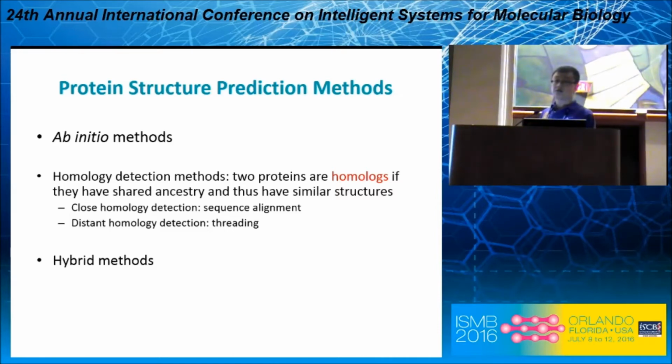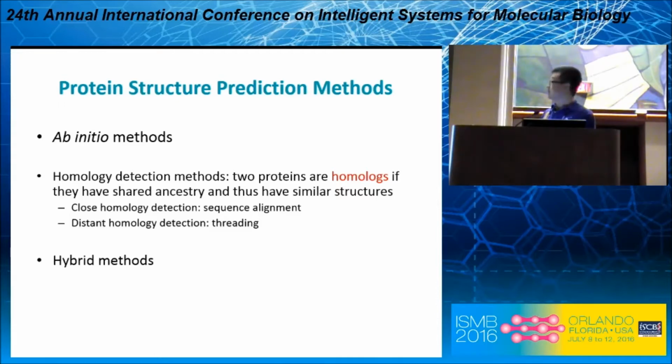The first one is physics-based methods, which are usually referred to as ab initio methods. So the idea is to find an energy function and then search the conformational space in order to find a structure that corresponds to the global minimum of the energy function. And apparently, such methods will suffer from the inaccuracy of the energy function as well as the huge conformational space.